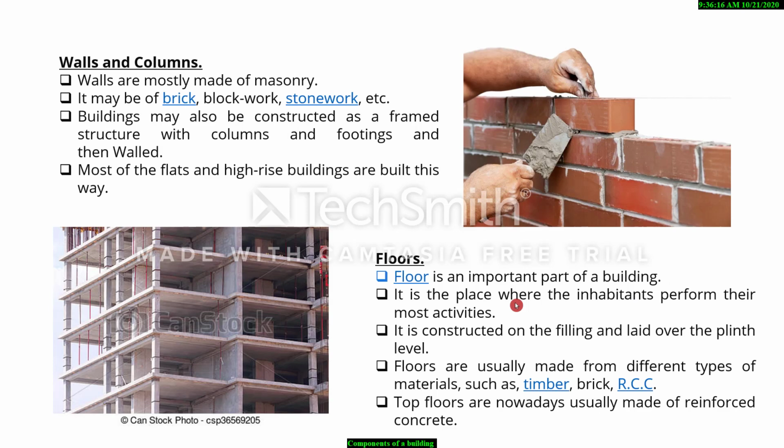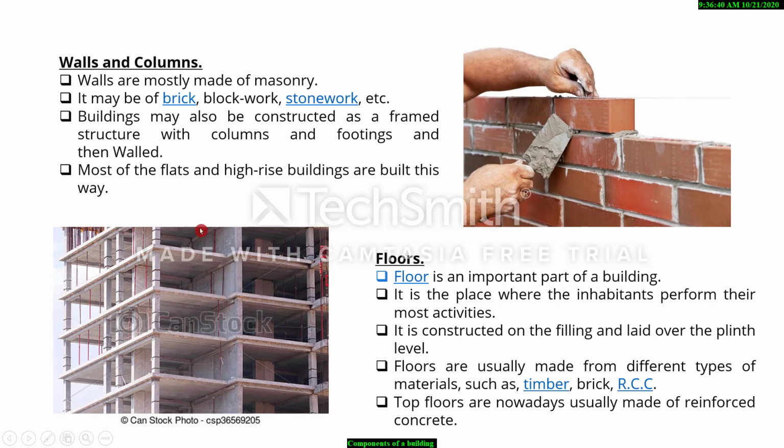Okay, now these things, walls and columns. Still a recap. Walls are mostly made of masonry in the case of single-story and two-story buildings. It may be brick, blockwork, stone, etc. Buildings may also be constructed as a frame structure. So this is a frame structure in which you can see columns and beams.